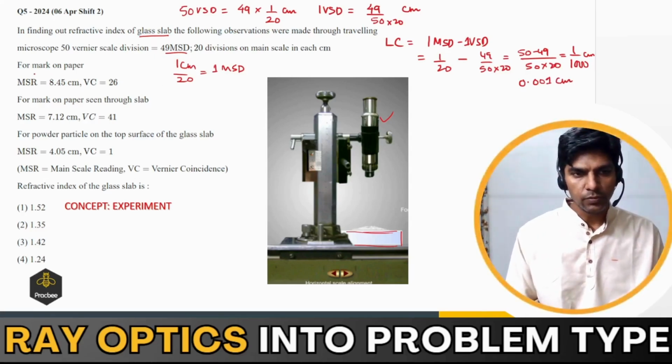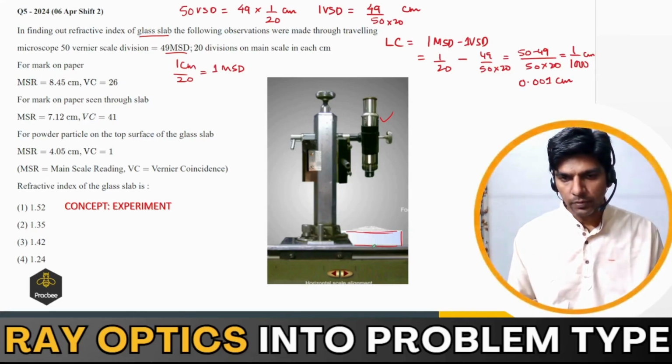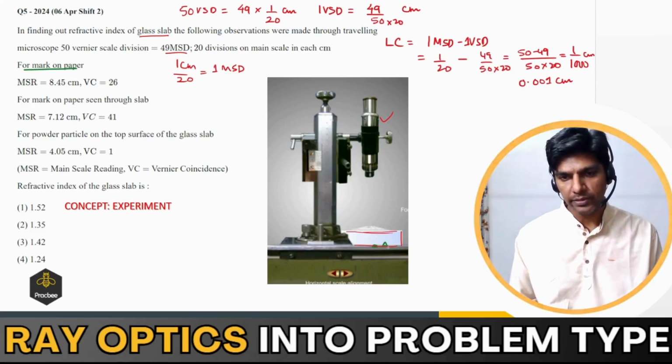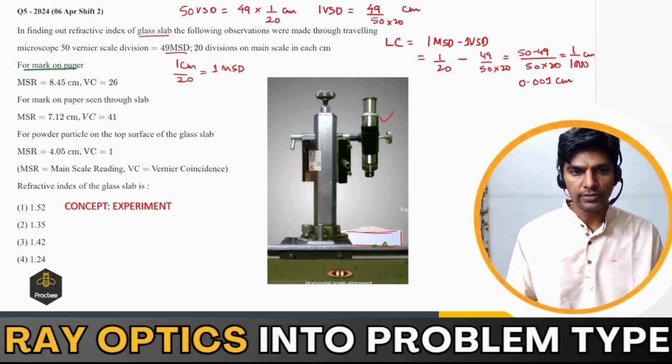Now let us see some of the readings. For the mark on the paper, basically what we do in this case, there will be a paper on the floor right here. Let me call this point A. The first reading corresponds to the mark on the paper when there is no slab there, right? If there is no slab, we can measure the distance of point A from the microscope. Okay. So let's say this is the distance of the point A from the microscope.